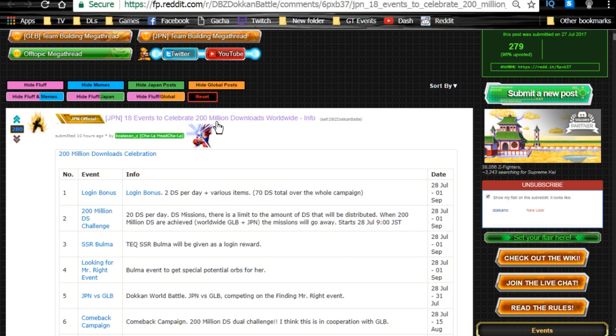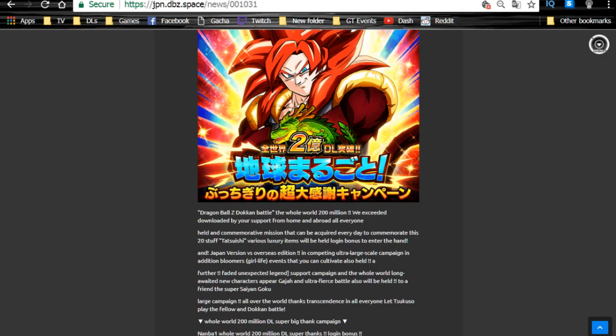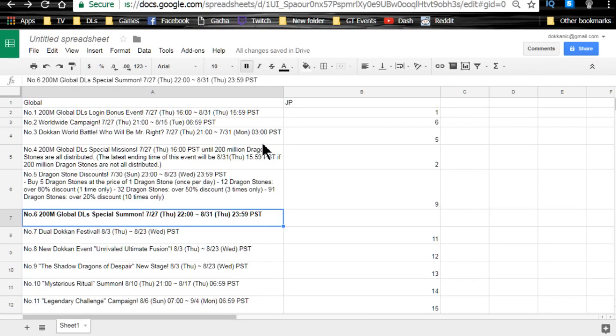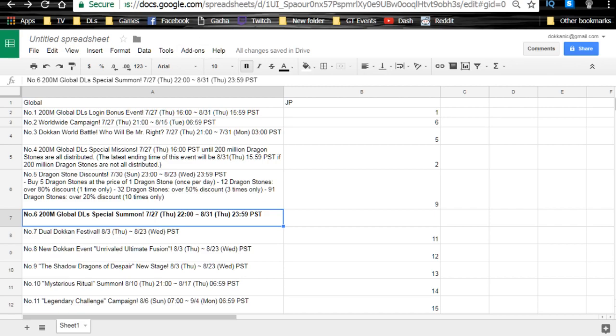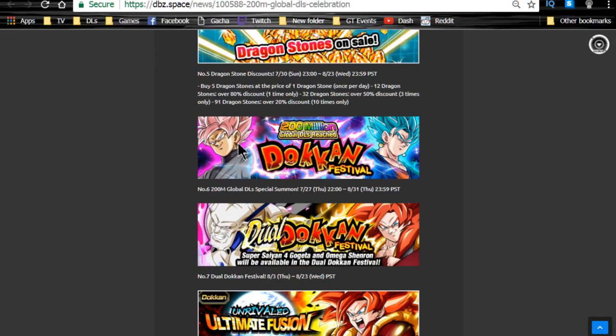These are all the official translations from the JP side that make it a little bit more clear as to what's going on. I also made a spreadsheet to make it a little bit easier. So essentially, every single event that we have on the global side is the same, except for number 6. Number 6 is a 200 million global download special summons. This is a little bit different than the JP side because we don't have all the cards that are currently available on the JP side.